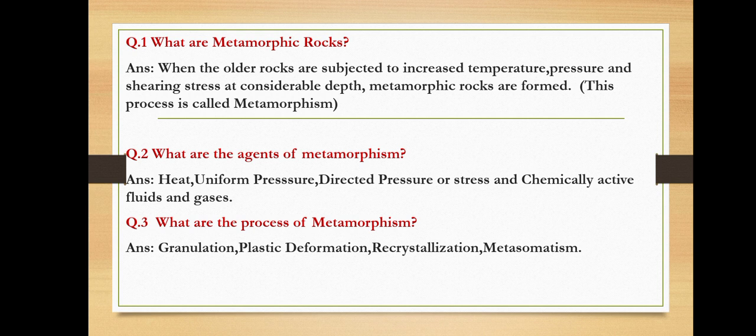Question number 3. What are the processes of metamorphism? These are granulation, plastic deformation, recrystallization, and metasomatism. There are many other processes, but these are some of the well-known processes that we study in metamorphism. Granulation, plastic deformation, recrystallization, metasomatism. Let's move on to question number 4.